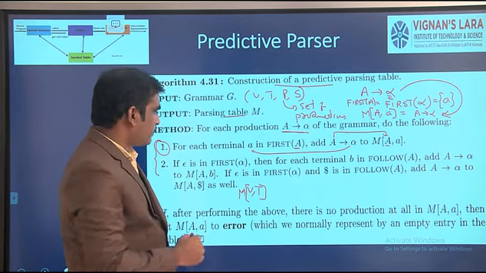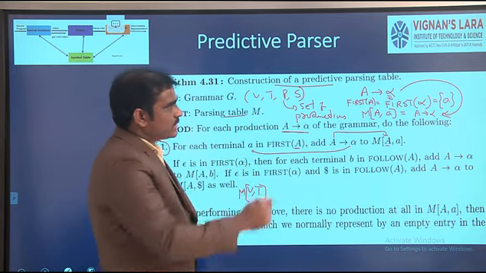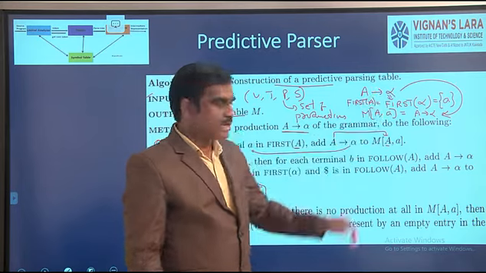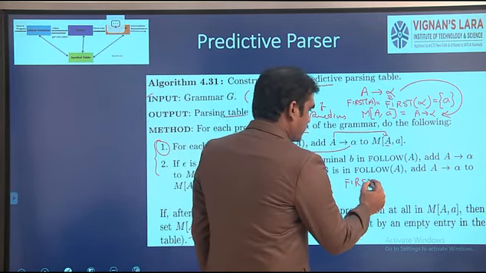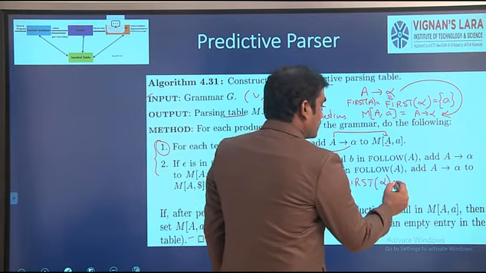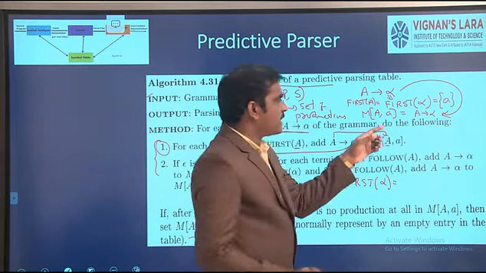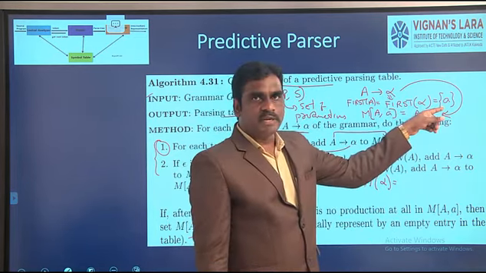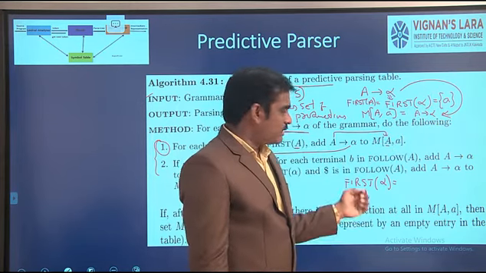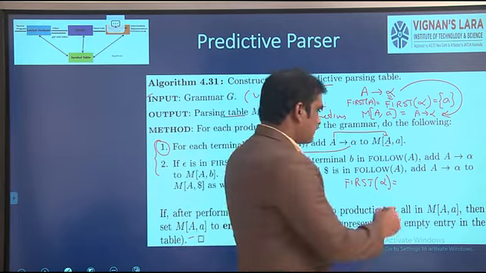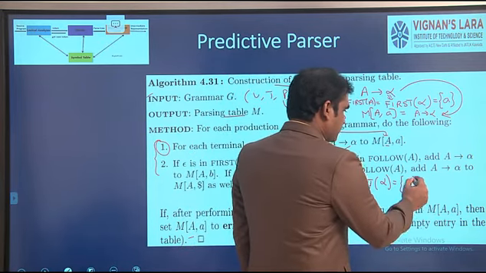Now take rule 2. What is rule 2? Again, each and every production is compared with A to alpha and then find first of alpha. Suppose in the previous case the first of alpha is a, and it does not contain any epsilon symbol. Whereas in the second rule, we find first of alpha and suppose the first of alpha contains epsilon.